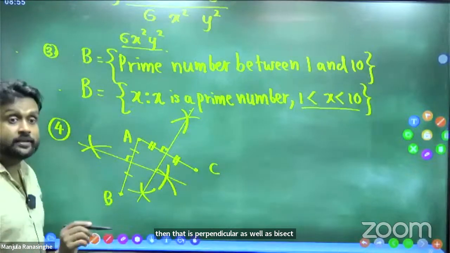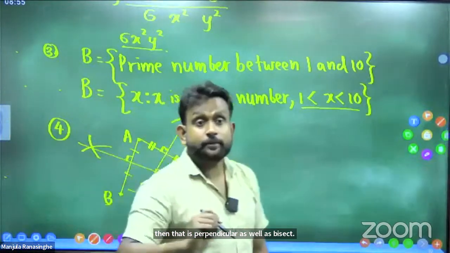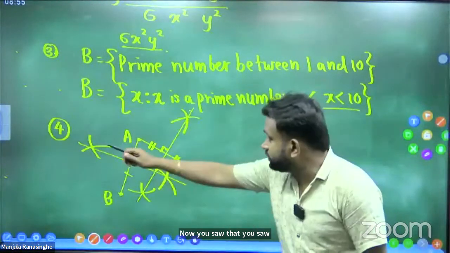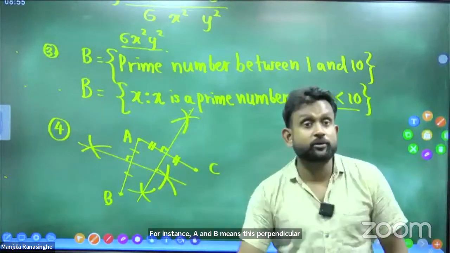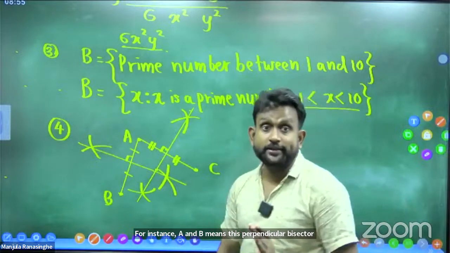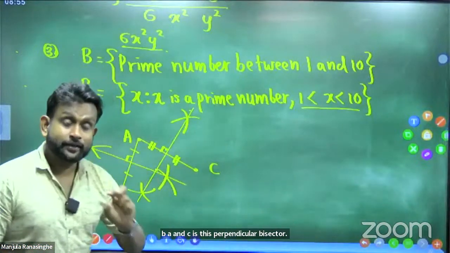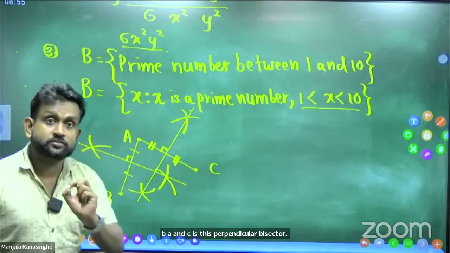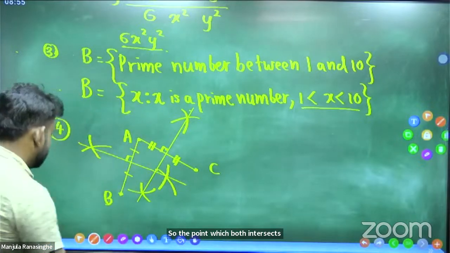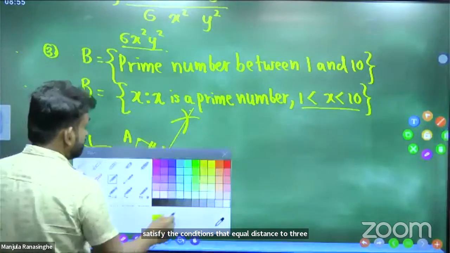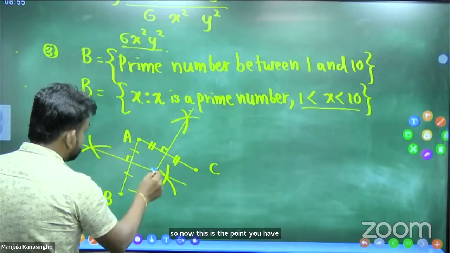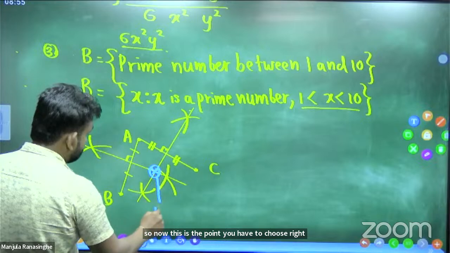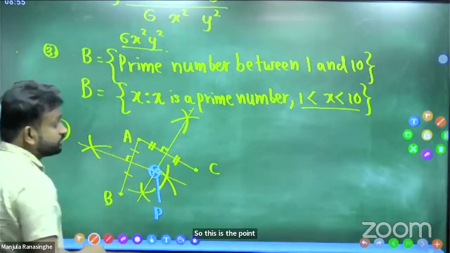Now you saw that this perpendicular bisector is equidistant to A and B, and this perpendicular bisector is for A and C. So the point where both intersect satisfies the condition of being equidistant to 3 points. So this is the point we have to choose. This is the point P, which is equidistant to the 3 points.